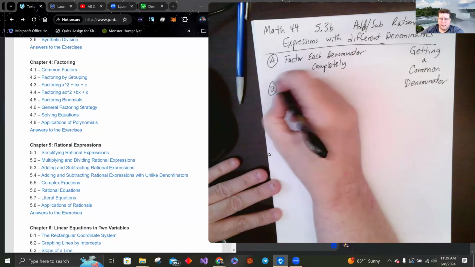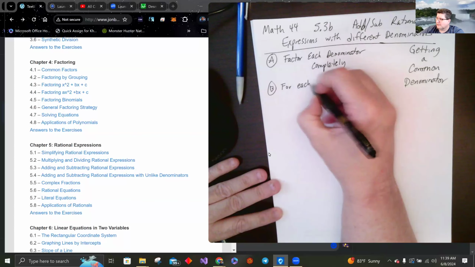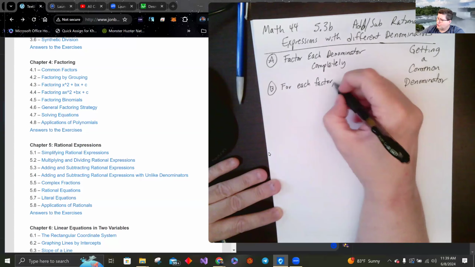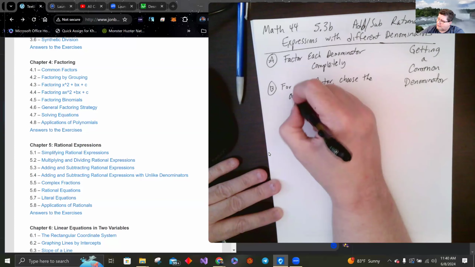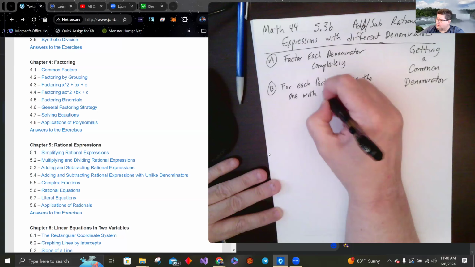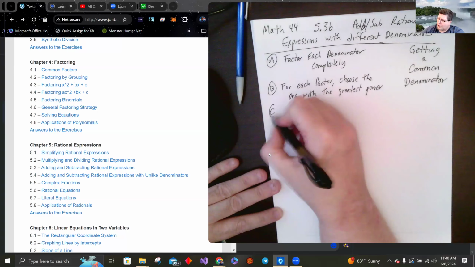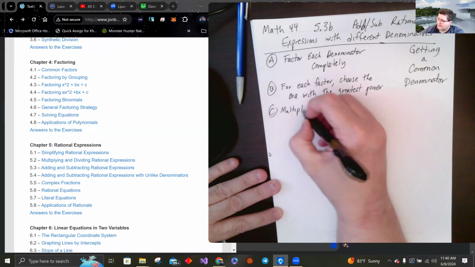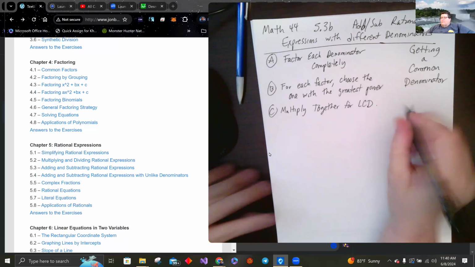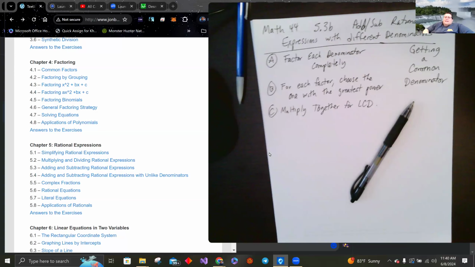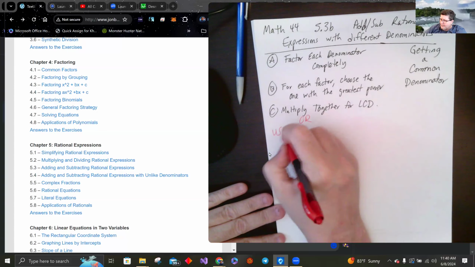B. For each factor, choose the one with the greatest exponent, or power. And with those, multiply together for the LCD. That's how you do it if you're not doing the table, or use Hefe's table.